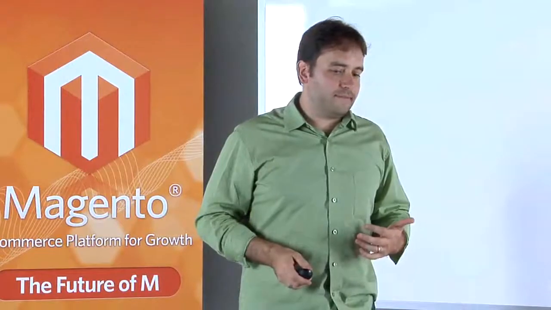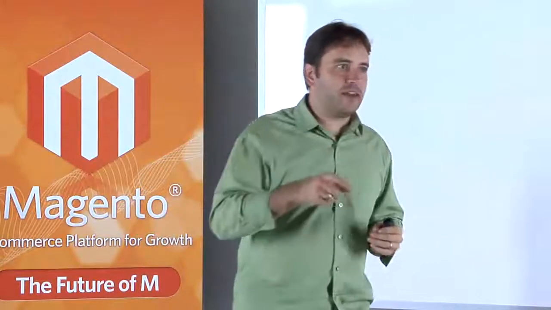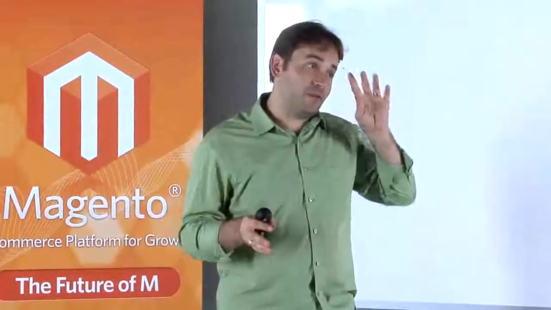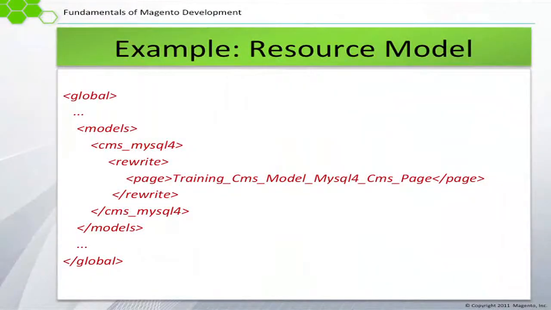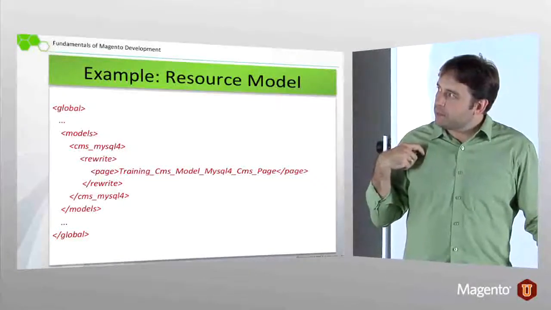And those are a little bit trickier because there's an extra step that we go through. Basically, we have to reference one node to actually find out the node to use for rewrites with resource models. So the need here, of course, is that in the case of a CMS page, the resource models are what we use to deal with the storage of entities.